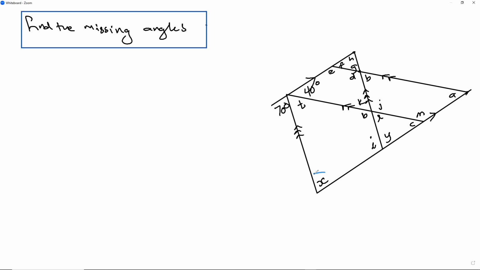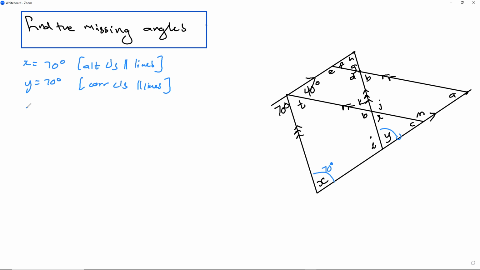This angle over here, x, will be 70 degrees because of the Z shape, which is alternate angles. So x is equal to 70 degrees. Now just write the reason anyway: alternate angles, parallel lines. And y, because of those two parallel lines, will also equal 70 degrees. The reason is corresponding angles, also parallel lines in place there.